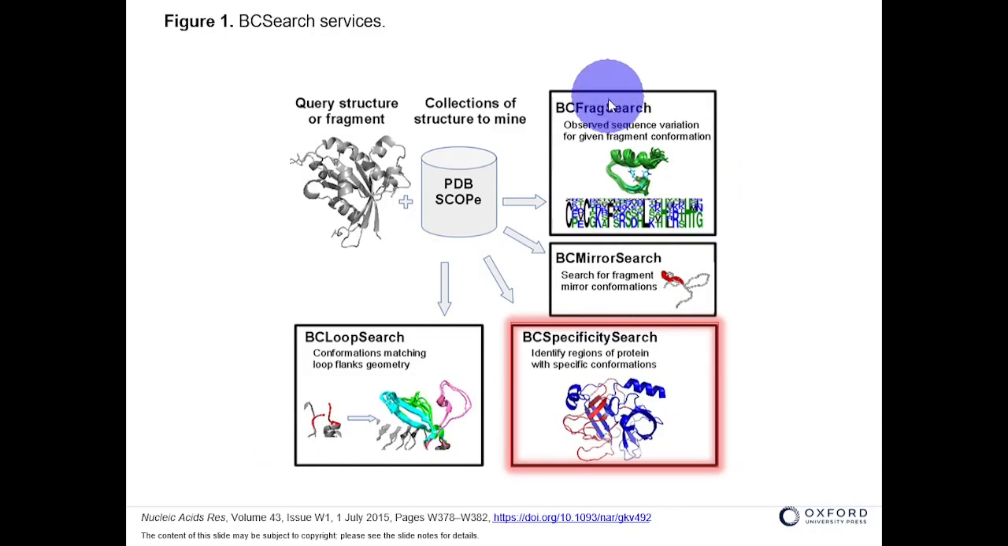The first tool is called BCFragSearch. It is more concerned with certain fragment conformations. The BCMirrorSearch is to search for fragments that are mirrored conformations of each other. And the BCLoopSearch is concerned more with loops. It looks for conformations matching loop length and geometry. And what we are more concerned with in this tutorial is the BCSpecificitySearch. It identifies regions of protein with specific conformations.